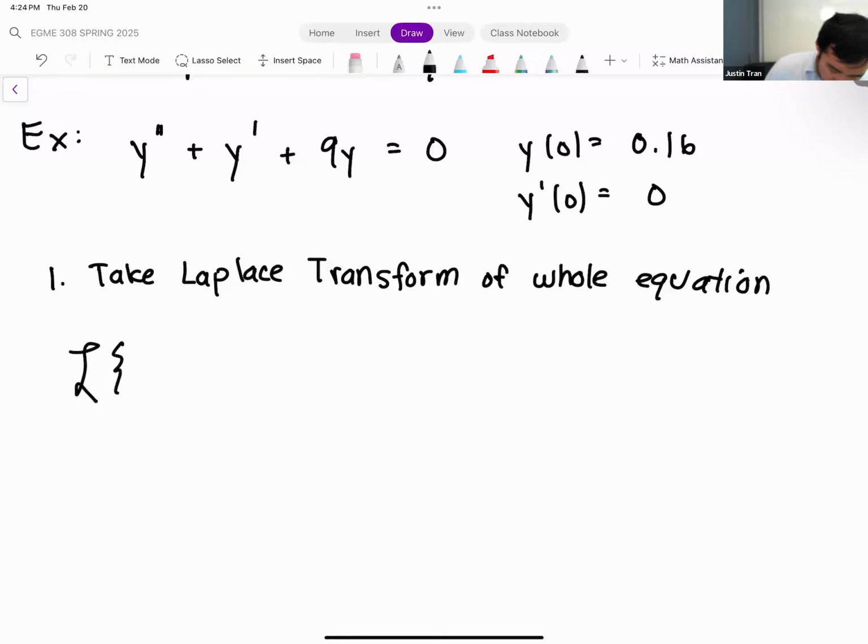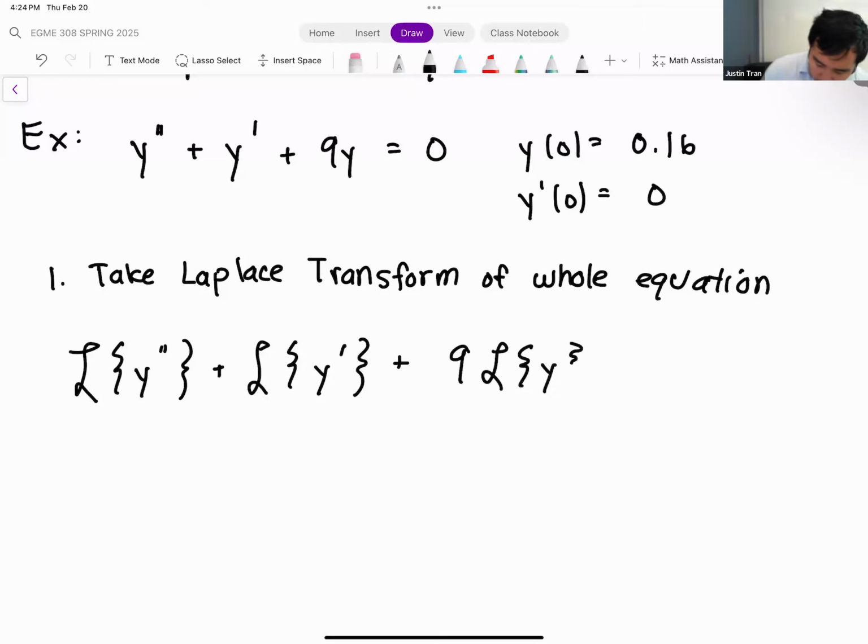We have the Laplace transform of y double prime plus the Laplace transform of y prime plus 9 times the Laplace transform of y is equal to 0. Well, the Laplace transform of 0 is just 0, so I'm just going to put 0. This one has no non-homogeneous term, so our right-hand side is 0. So we have a homogeneous problem. But you're going to see this one has kind of an interesting solution.